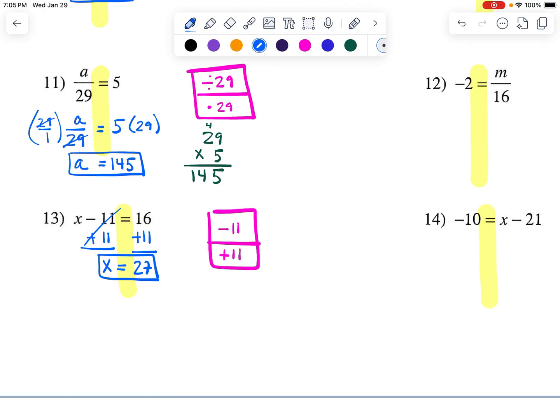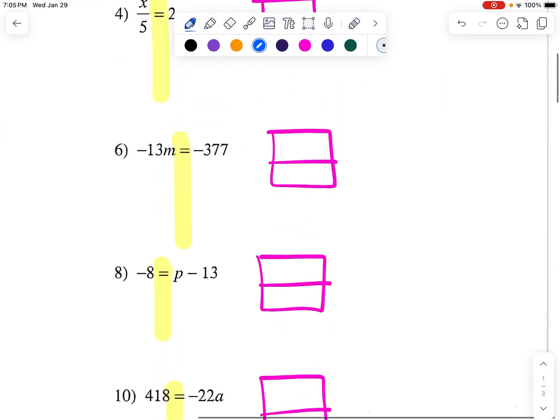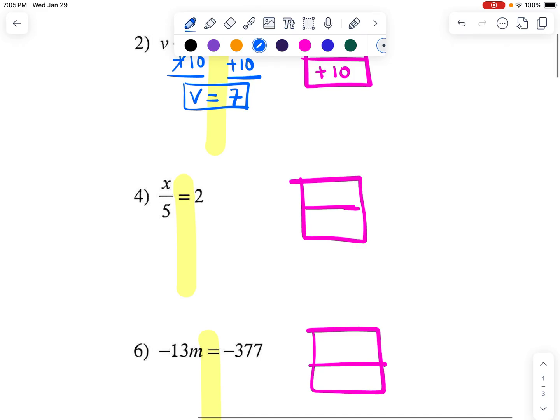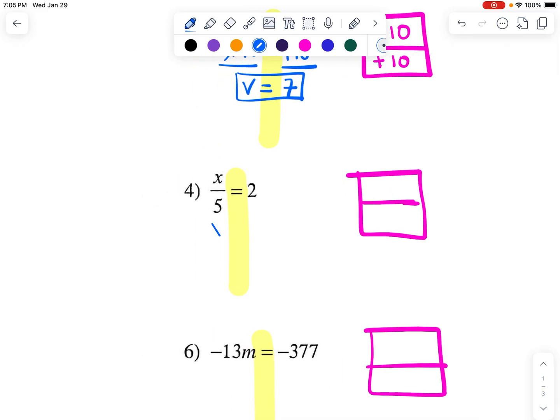Okay, now I'm going to do the evens on this page. So let's go back to number 4. This problem needs to be rewritten because I don't have enough space due to this right here. So x is being divided by 5, which means we need to times by 5. So I like saying hugs because parentheses kind of like reminds me of hugs.